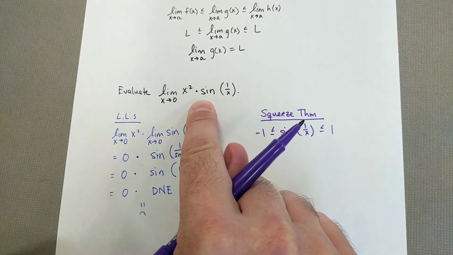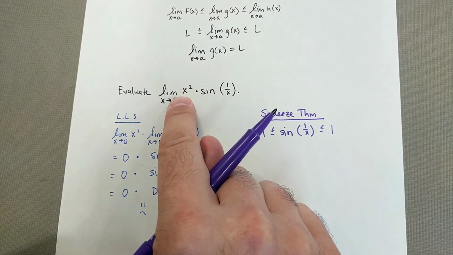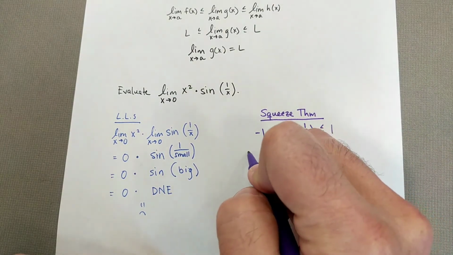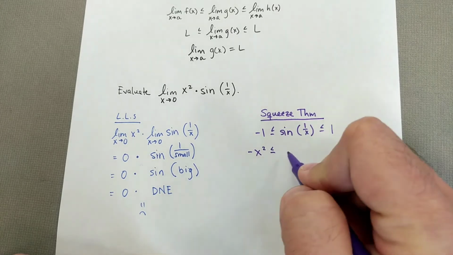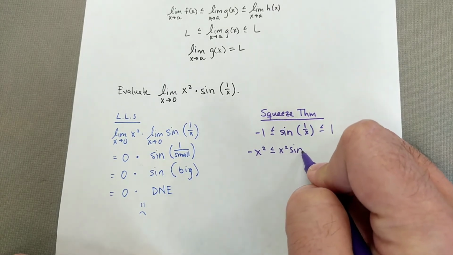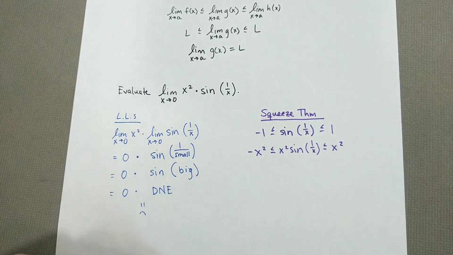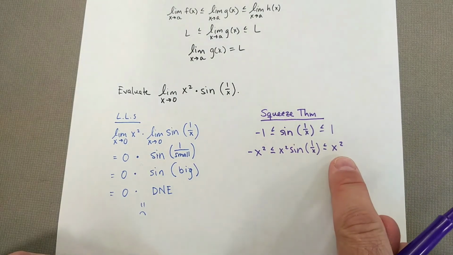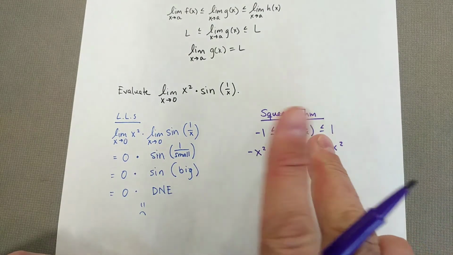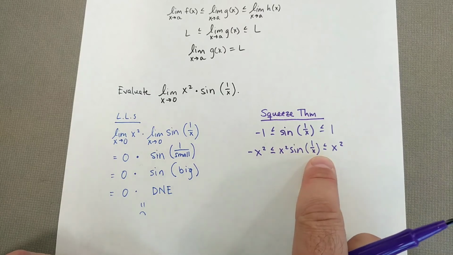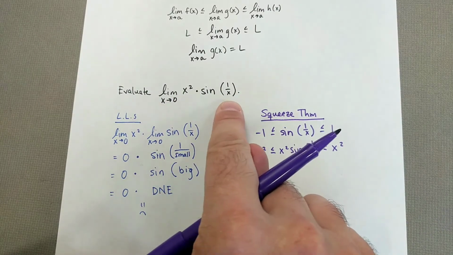So let's actually do this. I'm going to go ahead and multiply every part of this by x squared. So I'll get -1 times x squared, then x squared sine of 1 over x, and on the other side, +1 times x squared. Cool. So since x squared is always positive, no weird flip-flops of signs. Okay. So now I have in the middle the actual expression I want to find the limit of.